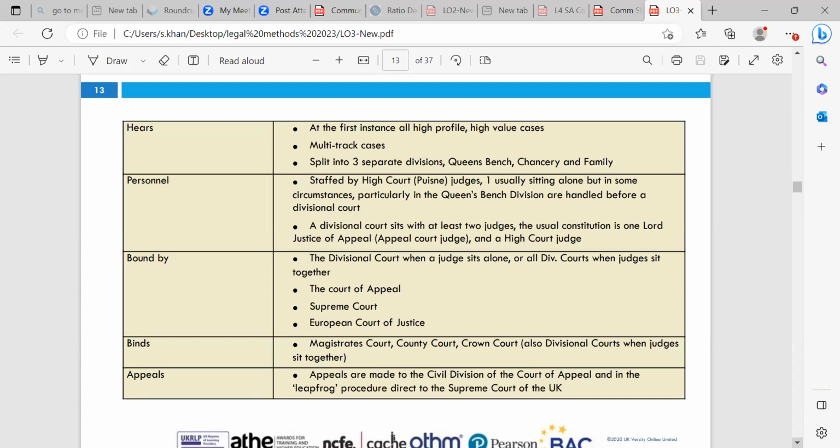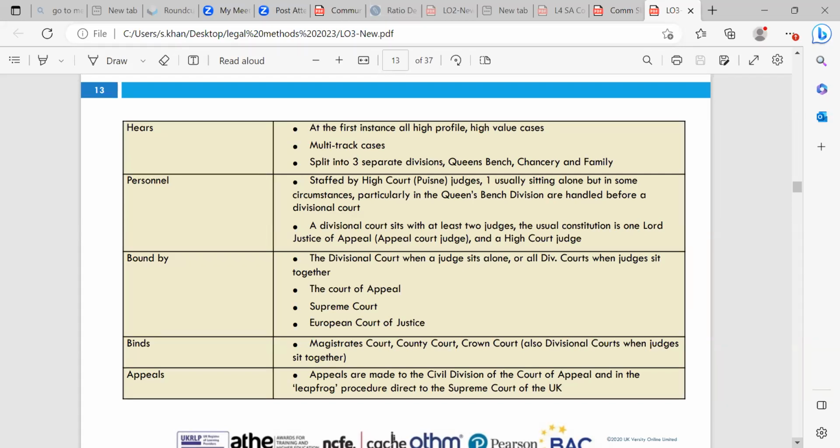The usual constitution is one Lord Justice of Appeal, an Appeal Court judge, and a High Court judge. The divisional court sits either when a judge sits alone, or as a full divisional court when judges sit together. The Court of Appeal, Supreme Court, and European Court of Justice bind it. It binds the Magistrates' Court, County Court, Crown Court, and also divisional courts when judges sit together.